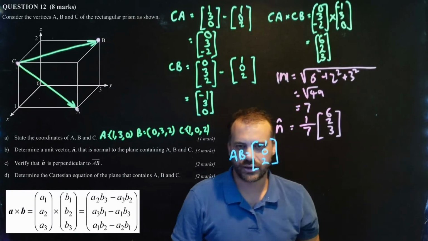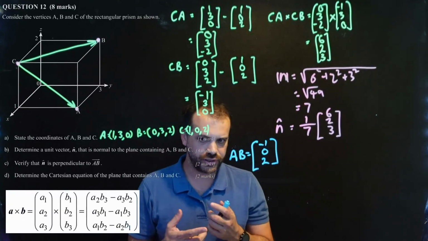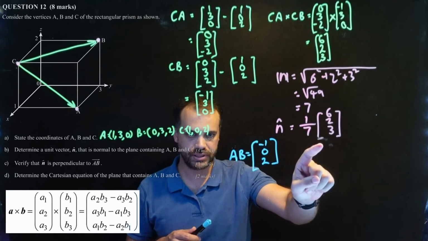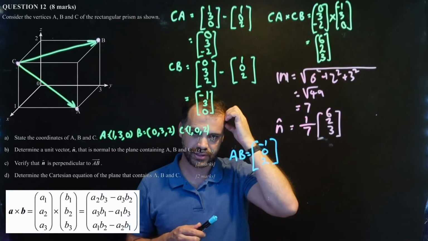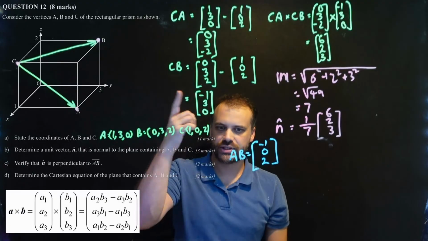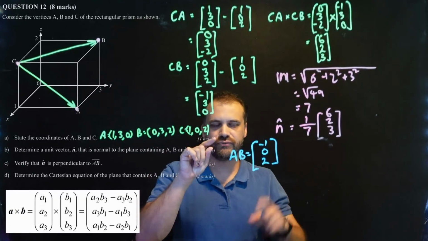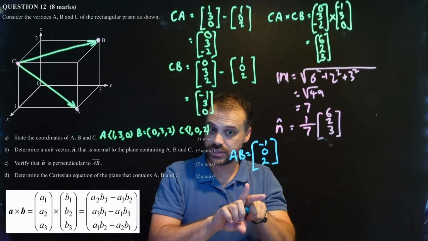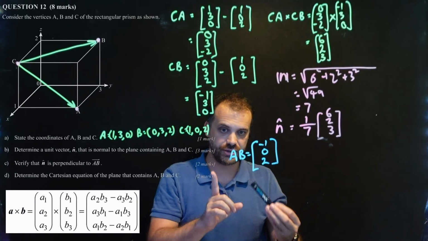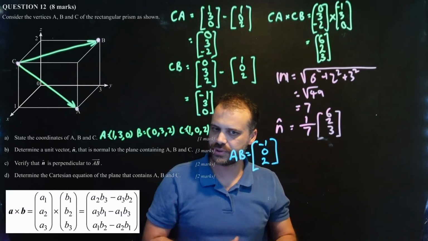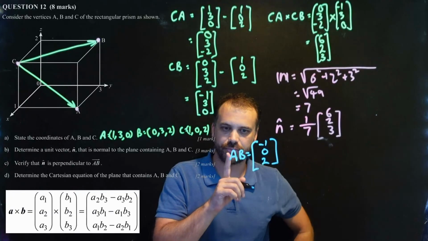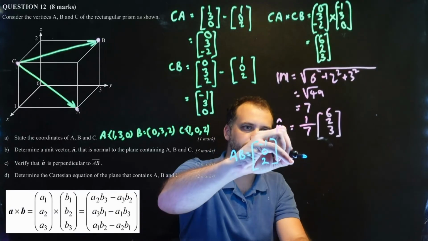Interesting. Now, what are they telling us to verify? Verify that this is perpendicular to this. Aha. Think back to year 11, right? 2 vectors are perpendicular if their dot product is 0. Hopefully you remember that. All right, so if I do the dot product of these 2 vectors, I'll be in business. So let's try it.